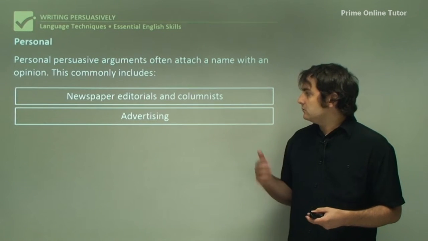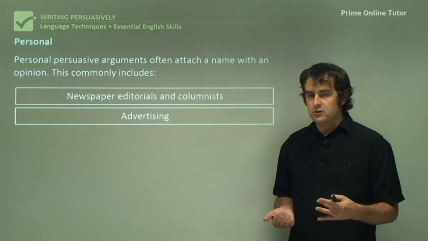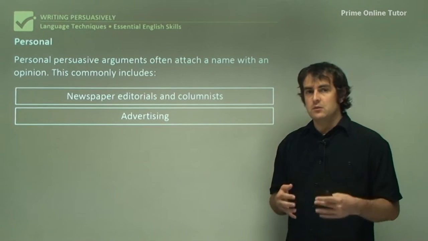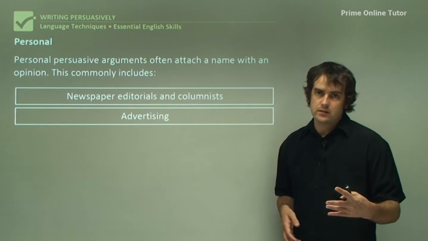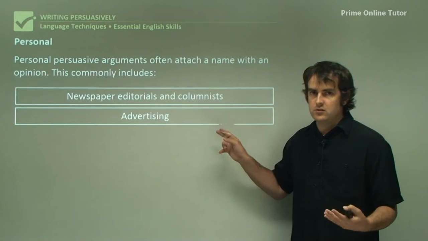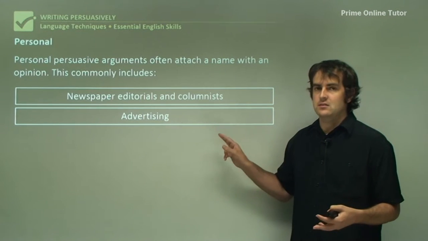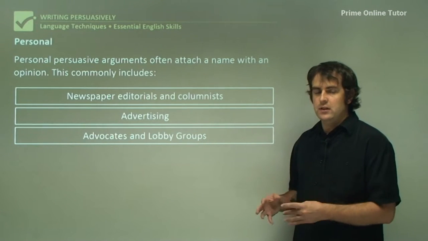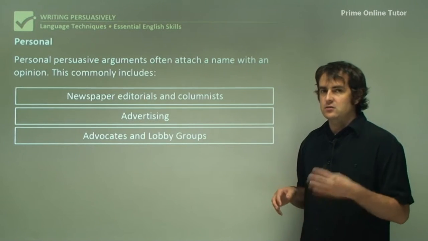Advertising, which again uses personal spokespeople, but it's also very direct, as in it's from us and we're trying to convince you of this. So it's from a group, an organization who are saying, we're quite clearly saying that this is an ad for this. Advocates and lobby groups, again, they're going to put their names to it. They're going to say it's a direct message from us.